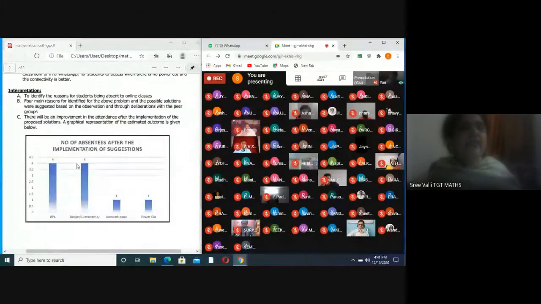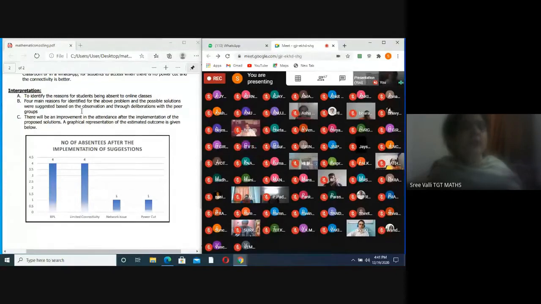This is the interpretation. The first step is to identify the reason for the students being absent in the online classes. The first step is to identify the real life problem. So we identified that many children are absent from the classes. For the second one, we have to do mathematization. For that, the four main reasons are identified in the above problem.